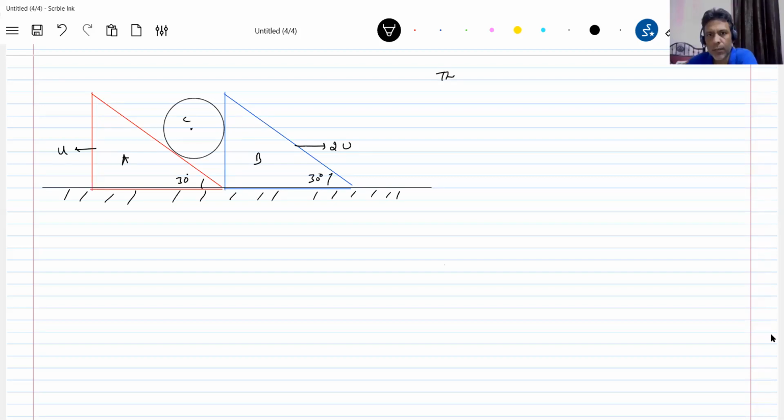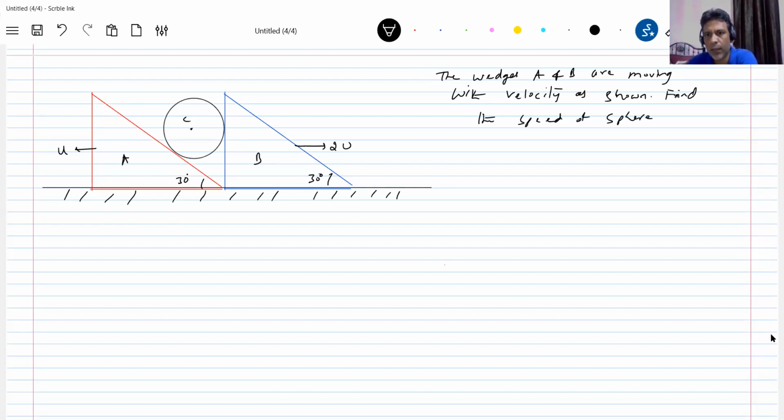So the wedges A and B are moving with velocity as shown. Find the speed of sphere C. So I'm not asking acceleration, say here something velocity one.